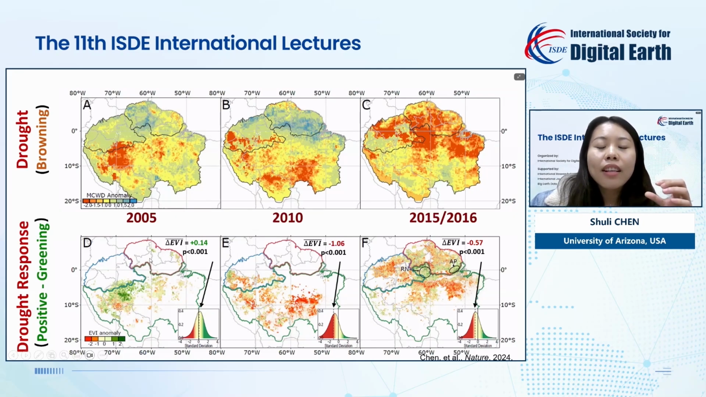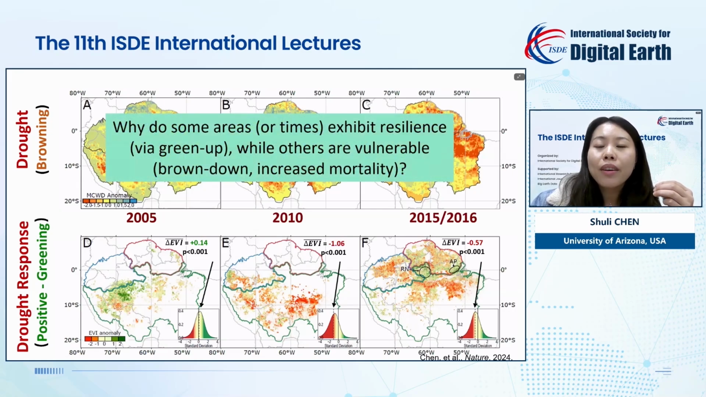And intriguingly, this shows the 2005 drought overall shows a positive response to the drought, while in the 2010 and 2015 El Nino droughts, the forest shows a negative response. Why do some areas or times exhibit resilience through positive green up, while others are more vulnerable, showing brown down or increased mortality?